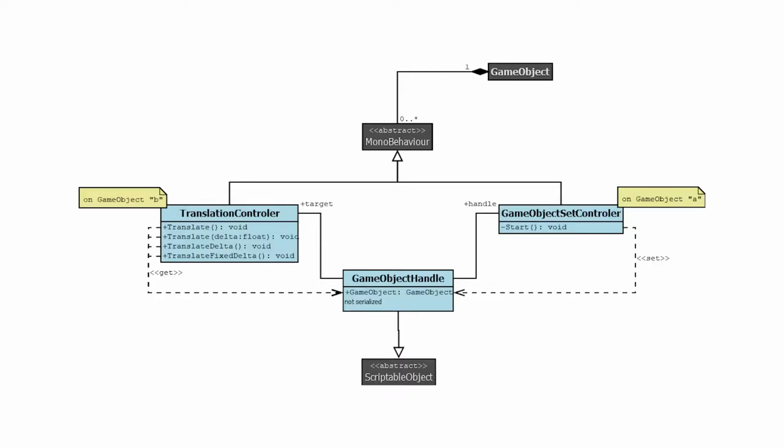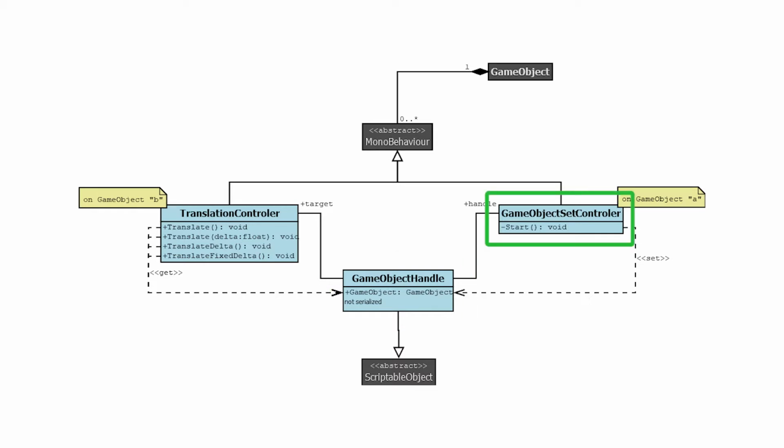As usual, the black classes are provided by Unity and the blue classes are our creations. The GameObject handle exposes a property GameObject. It is important that we use a property for this, otherwise the field will get serialized, which is useful in scriptable objects for certain data but not for GameObjects.